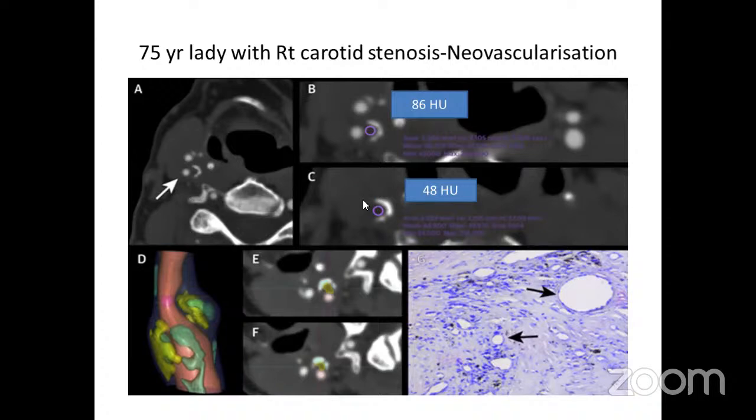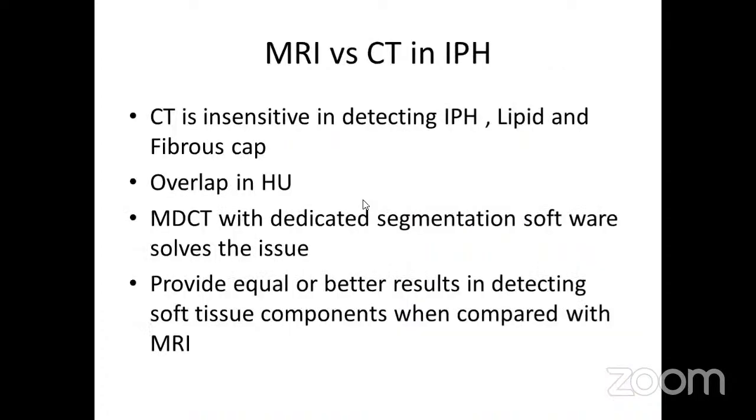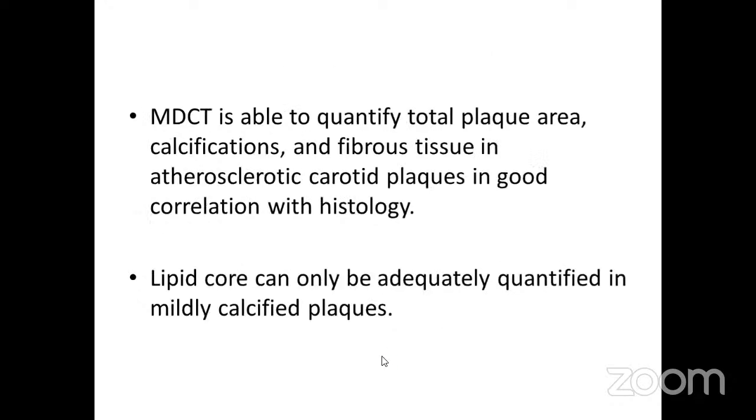So compared to that, MRI versus CT in intraplaque hemorrhage: the CT is insensitive in detecting intraplaque hemorrhage, lipid, and fibrous cap because of overlap in the Hounsfield units, whereas MDCT with dedicated segmentation software solves the issue, and it provides equal or better results in detecting soft tissue components when compared with MRI. So MDCT is able to quantify the total plaque area, calcification, and fibrous tissue in atherosclerotic carotid plaques in good correlation with histology. And the lipid core can only be adequately quantified in mildly calcified plaques.